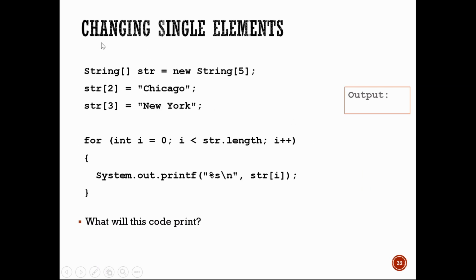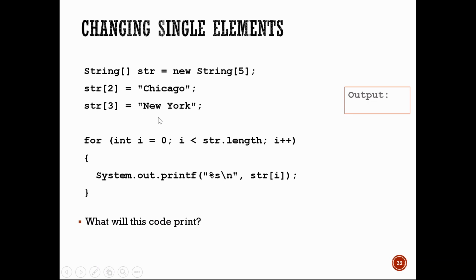So, changing single elements again. What will this code print? We have String[] str equals new String[5]. So we created a string array with 5 elements. And we set str[2] to Chicago and str[3] to New York.